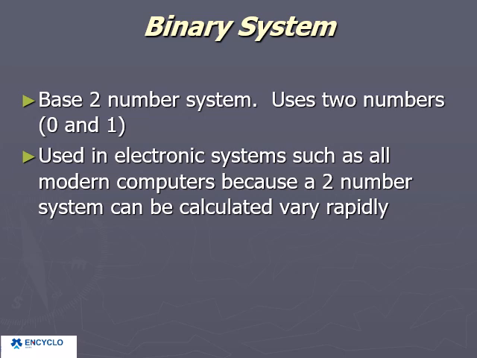Binary is a base 2 number system, using only 0 and 1. It's essential in electronics and computing due to its simplicity and compatibility with electrical on-off states. Each digit, or bit, represents a power of 2.